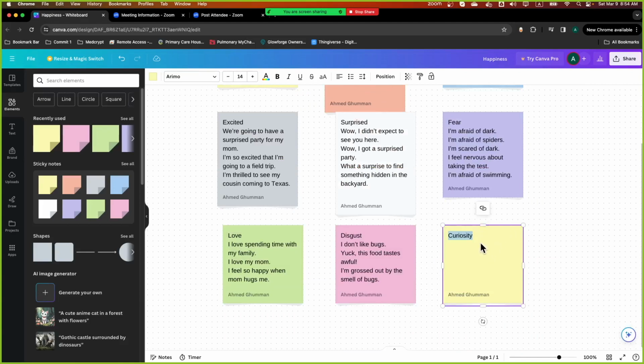Last 5 minutes we're gonna be getting into the questions. Okay, curiosity. We are always curious about a lot of things, right? So I wonder what's that. I wonder what's inside this box in the backyard. I know one good one. I wonder how old a tree is.